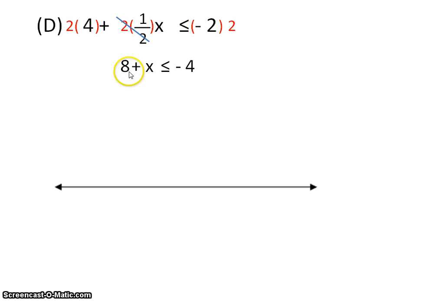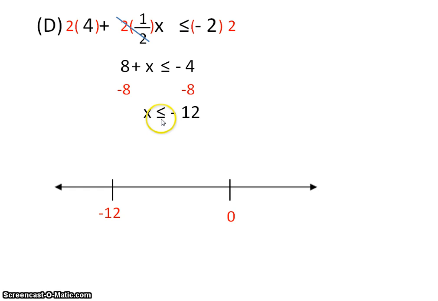8 is being added to x, so I'm going to subtract 8 from each side. These 8's will drop out, and on the left-hand side I will have x. I'll bring down my inequality sign. Negative 4 minus 8 will come out to be negative 12. I'm going to graph this on the number line. I'm going to find 0, put in the negative 12.